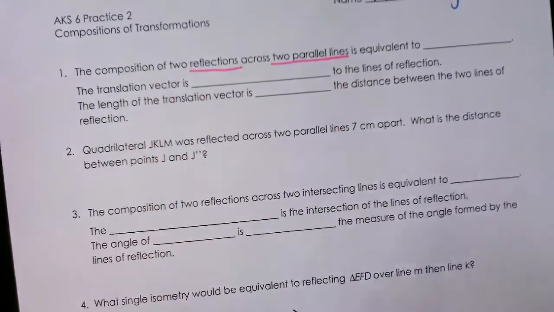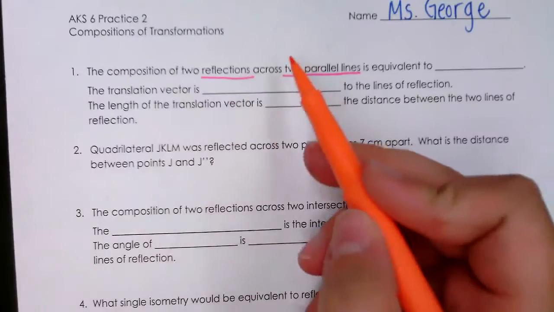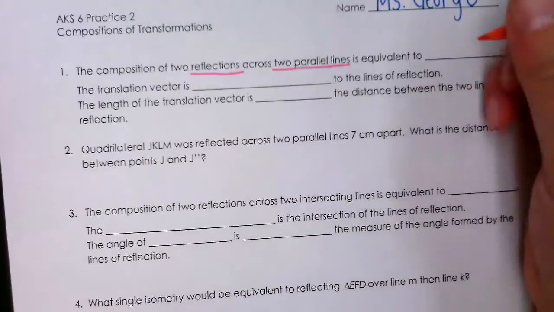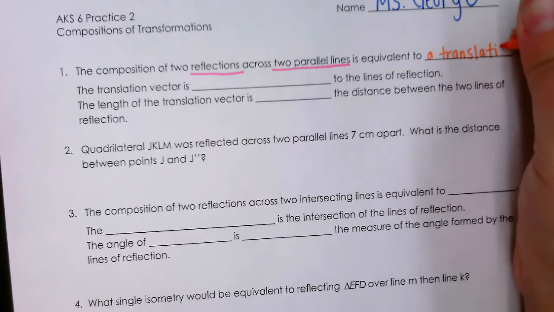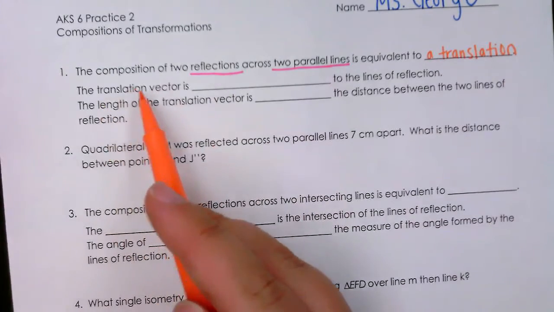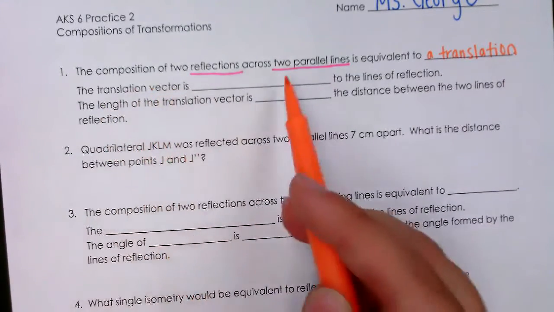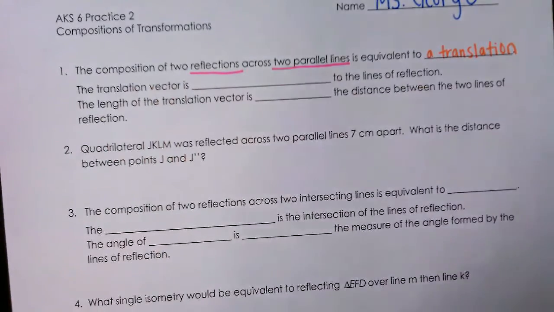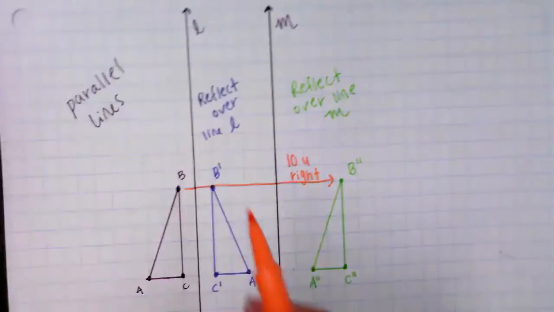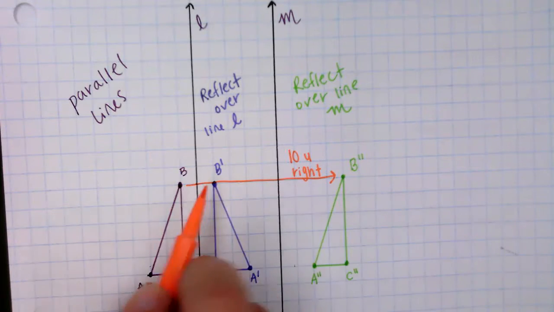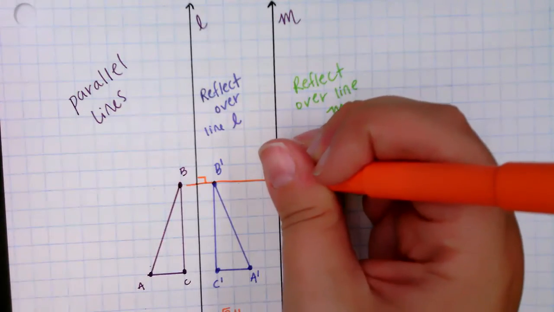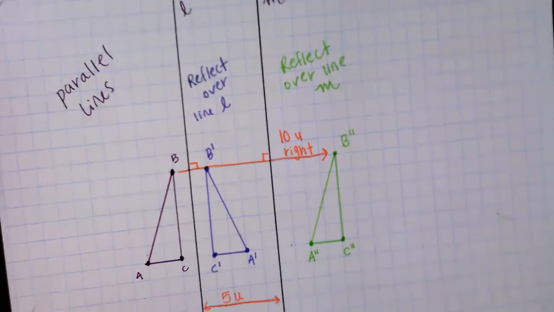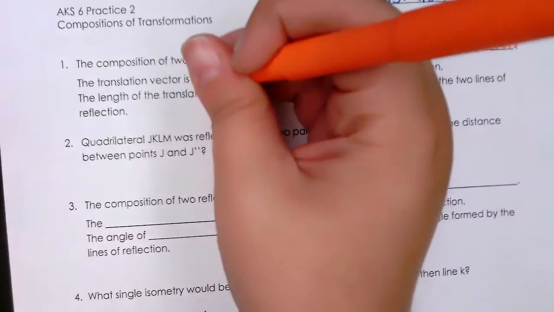So now let's fill in these notes. The composition of two reflections across two parallel lines is equivalent to a translation. The translation vector is blank to the lines of reflection. Now, this is something that we didn't quite look at, but I will tell you that the translation vector, so how much you move in this direction, will always be perpendicular to your lines of reflection. So the answer here is perpendicular.